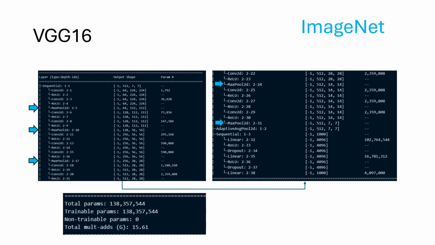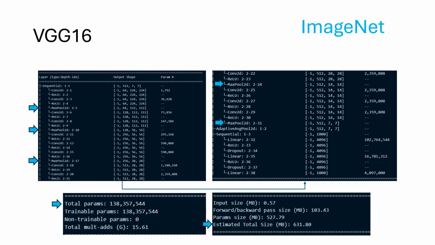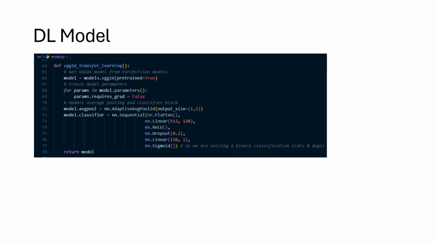After convolutional layers, the model has 3 fully connected layers, the last of which outputs class probabilities using softmax. VGG16 has approximately 138 million parameters. The estimated total size of this model is 631 megabytes. This model is known for its strong performance in image classification tasks and was a top performer in the ImageNet challenge.